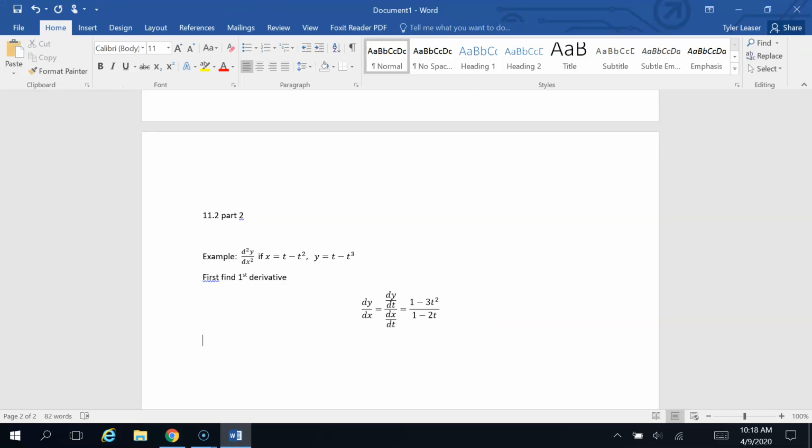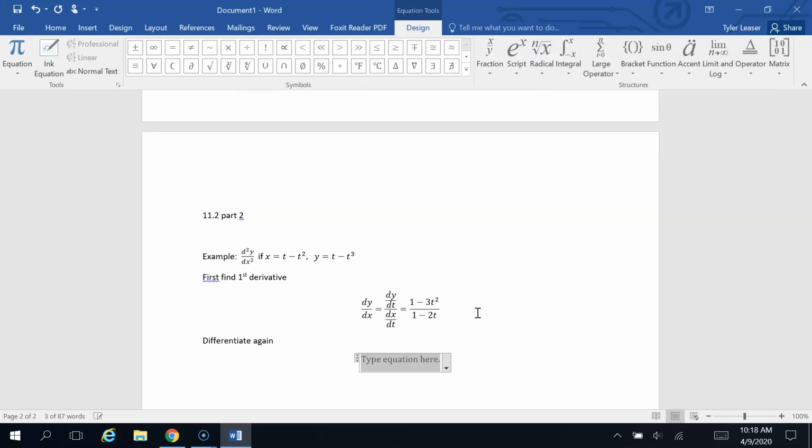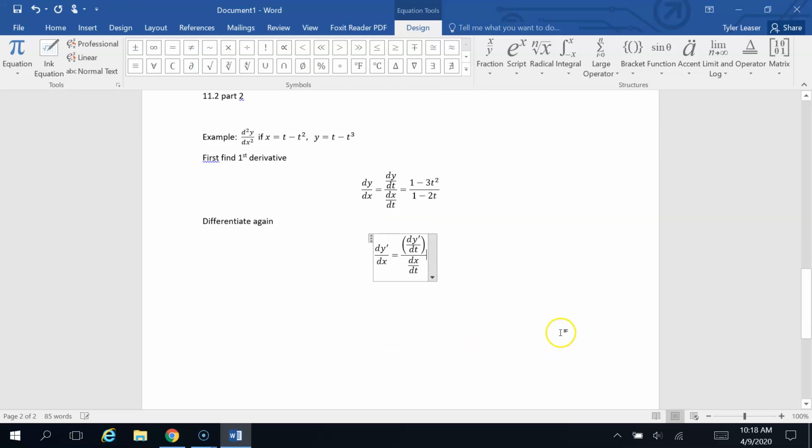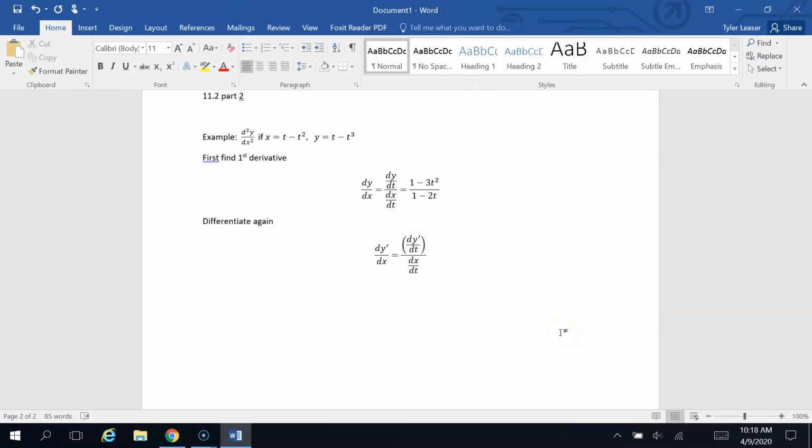Okay, so from there, we need to differentiate again. Here's where you have to be careful. Differentiating again means we're going to take y prime and then differentiate that with respect to x. Remember we had a formula for that, which we also wrote up top. That's taking dy prime/dt and then dividing that by dx/dt. So that's just the formula.